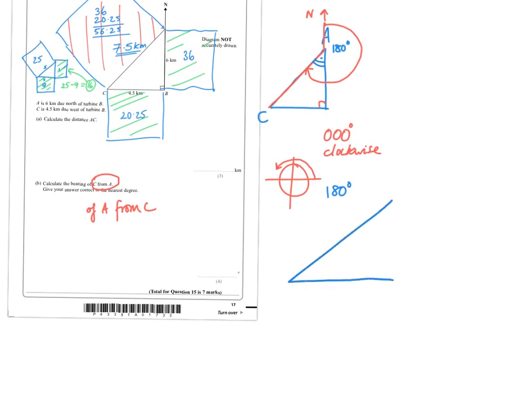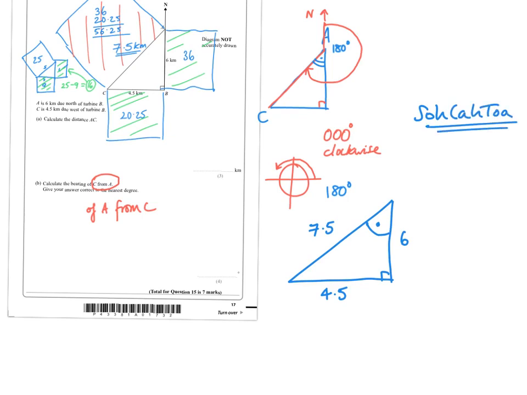So we've got all the information. We've got 4.5, 6, we even have this as 7.5 here, and all we've got to do is try and work out this angle here. So you've got many ways of doing this. Some of you use SOHCAHTOA.